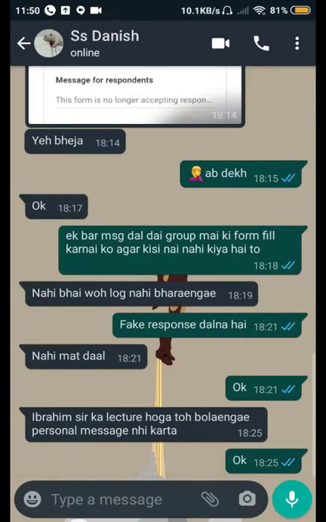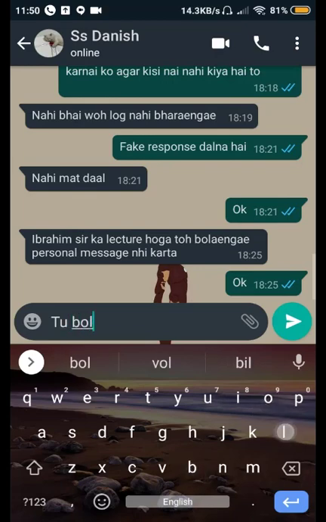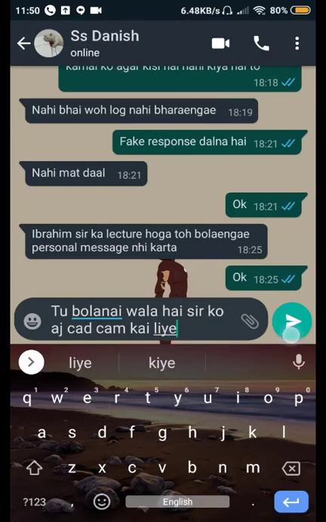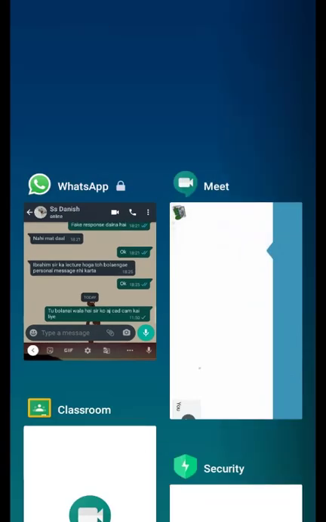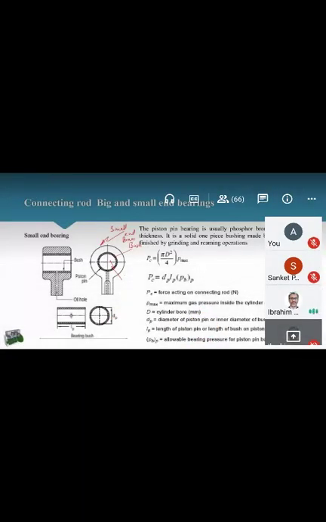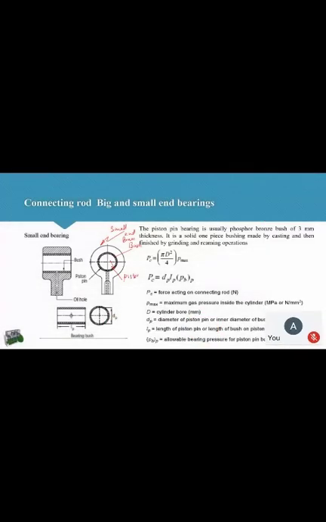Now see, this is the small end, and this is the hole, and this is the bush, a brass bush, in which you are going to insert the piston pin, which is called the gudgeon pin. Here you are going to have the piston pin. And just now in the previous discussion we saw the force which is acting on the connecting rod here.